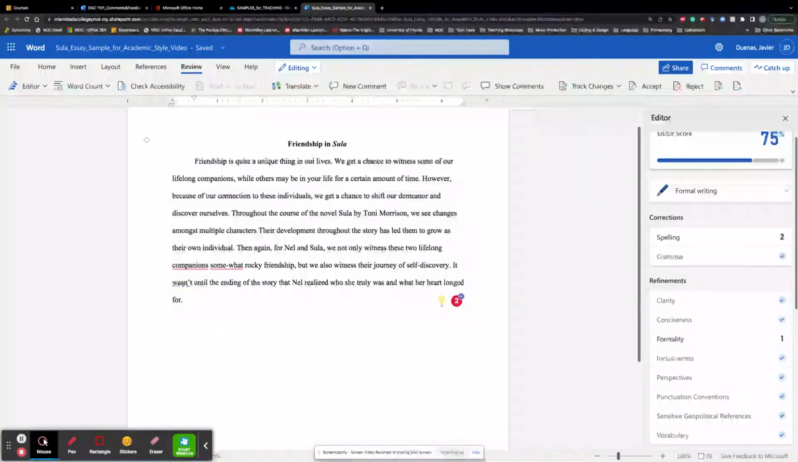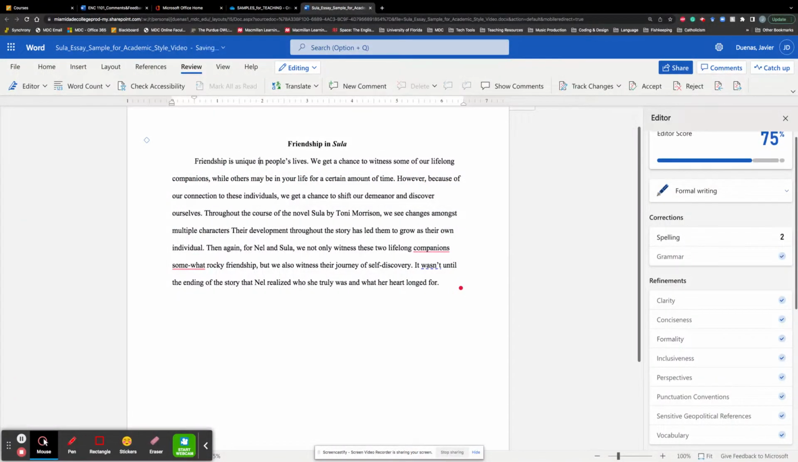Now, if I see here, friendship is quite a unique thing in our lives. I would take away in our lives, and what is the solution? In people's lives. Friendship is quite a unique thing in people's lives. I do have to mention that this is quite wordy. We could actually make this very simple, fewer words, and easier for the reader to understand. Friendship is unique in people's lives. And then we don't want to say we, so let's get rid of all these.